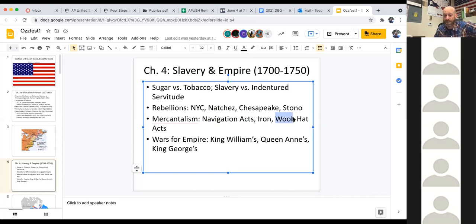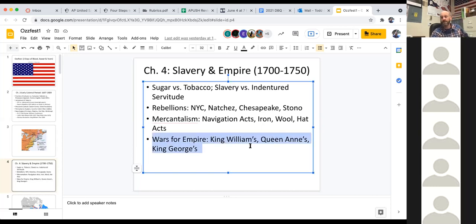American colonists were not supposed to make it. Many did, and they would just bribe these officials. Same thing with hats, same thing with iron, same thing with a lot of stuff. Currency was another one. You weren't supposed to hoard or collect English currency, but many people did anyway, just sort of bribe people.